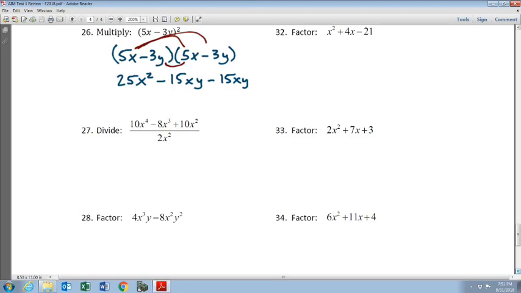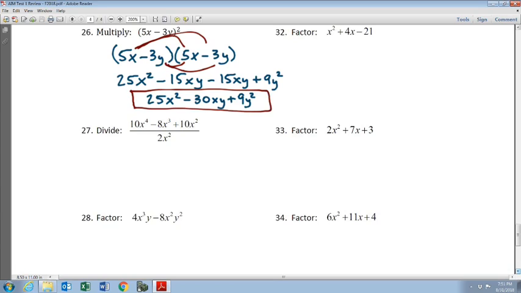Notice I put the x before the y. Remember, with multiplication, order doesn't matter. We normally put the variables in alphabetical order. And then our last terms, negative 3y times negative 3y, is 9y squared. Notice we've got a couple of like terms in the middle there. We're going to end up with 25x squared minus 30xy plus 9y squared.